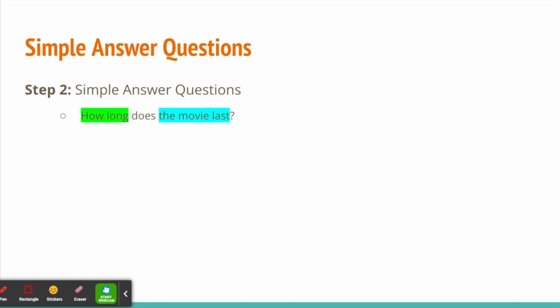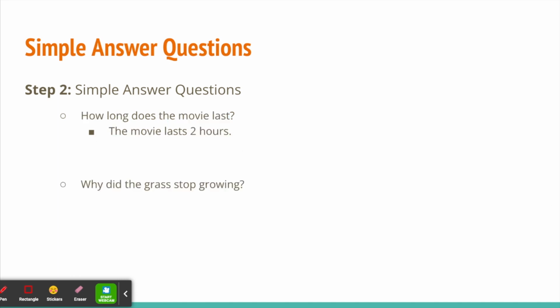In order to restate that, you want to move the subject to the beginning and then include the answer, which is the length. The answer, or the restated question, would be, the movie lasts 2 hours. Here we see that the subject from our question appears again in the answer, and that we have included the information that the question was looking for, which is 2 hours. This is a restated question.